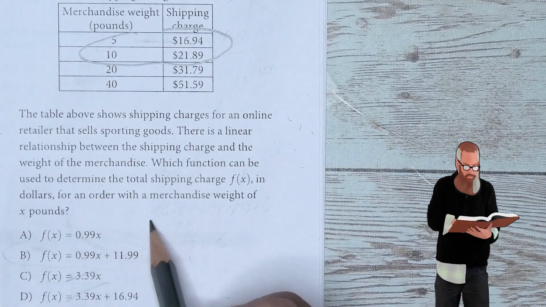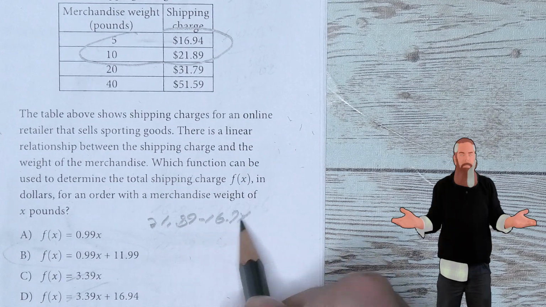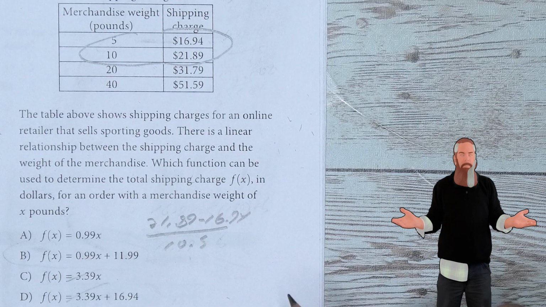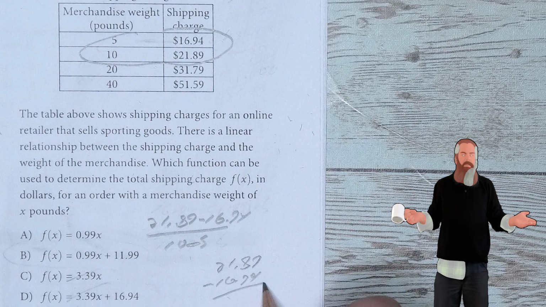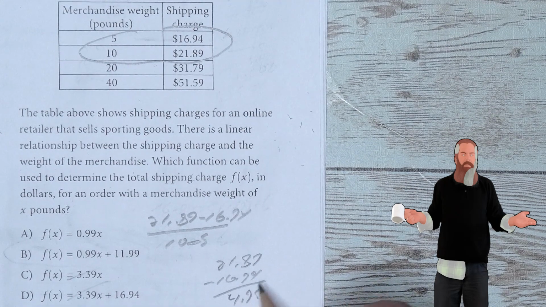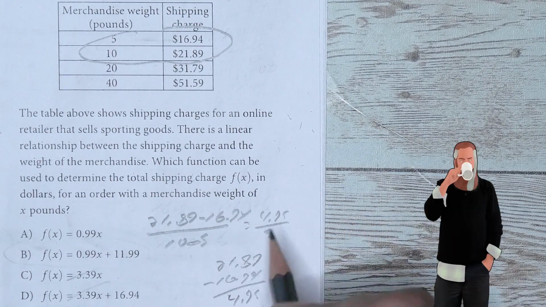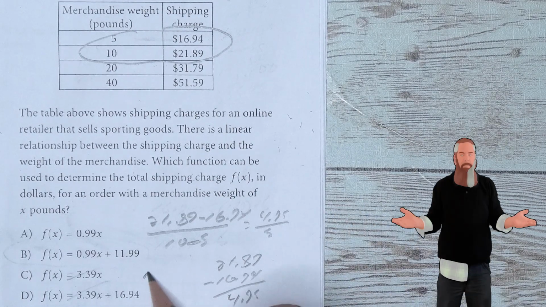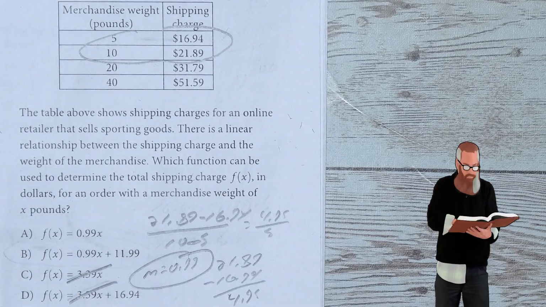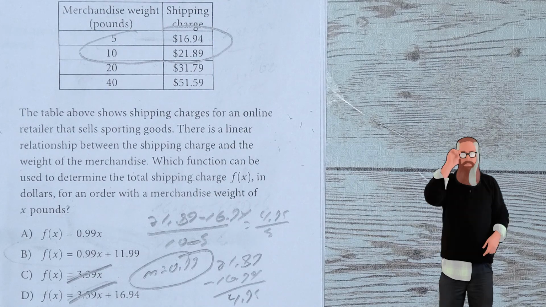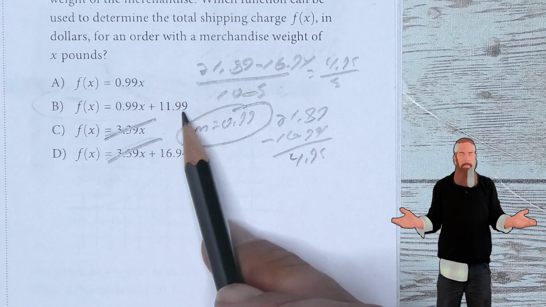This means that we're going to have 21.89 minus 16.94 over 10 minus 5. 21.89 minus 16.94 is equal to 4.95. So 4.95 divided by 5 is going to give us a slope m of 0.99. So if it doesn't have a 0.99 as the slope, we're going to go ahead and eliminate it. Now we want to find out what the b value is. Is it 0 or is it 11.99?